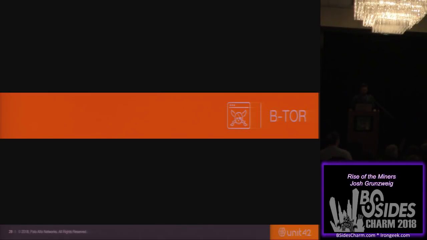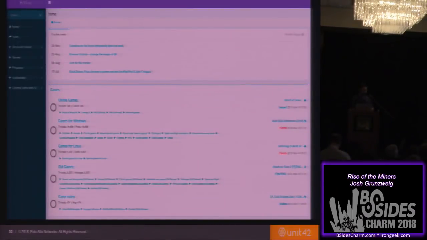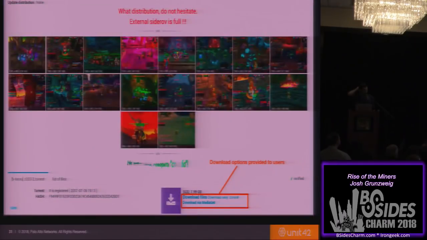But BTOR, I don't have a clever name for this one. It is a Russian BitTorrent site. It is still out there. You can still check it out. I translated it for you guys because I didn't think you guys spoke Russian. I don't. It came out in June of last year. And it's good. It's got like 250,000 BitTorrent files. But back in September, something really interesting happened.